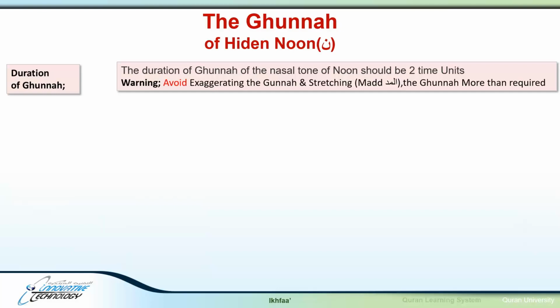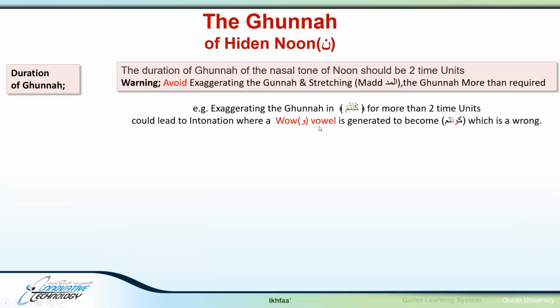And that unit is relative to the speed at which you are reading the Quran. So we need to avoid exaggerating the ghunna and stretching it more than required, more than 2 units. An example of that is kuntum. Now, if we extend the ghunna of the noon, it will sound like kuntum, as if there is a wow, a vowel intonation would appear, and that is wrong. So we shouldn't exaggerate it more than the 2 units. That is reasonable for it.